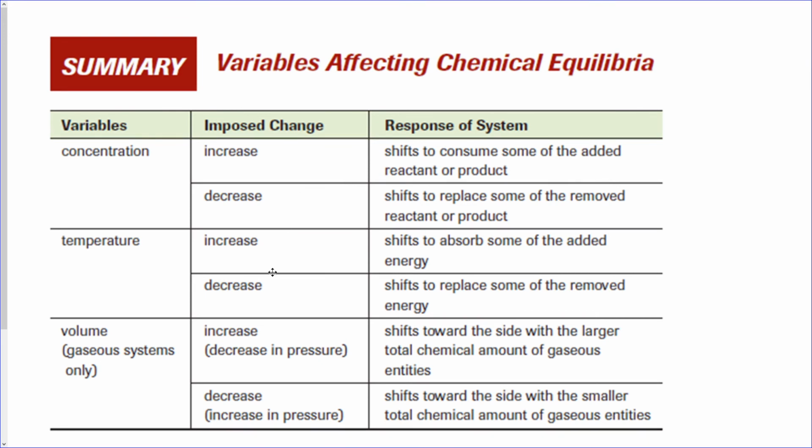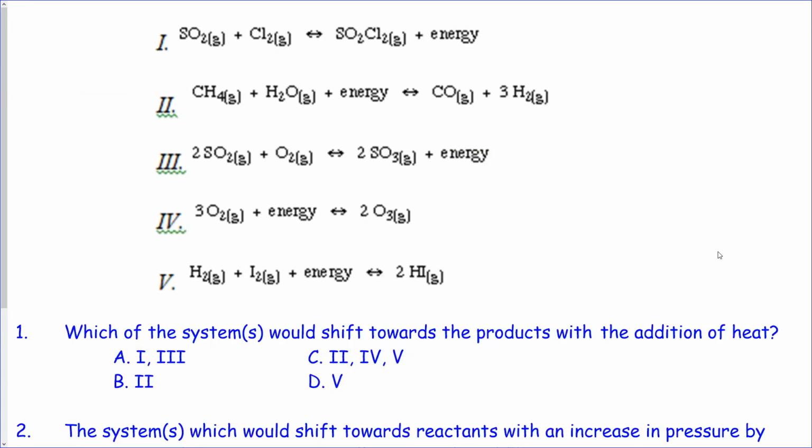Hopefully you're still with me. Let's do a practice question. That's a few practice questions. So we have 5 different formulas here, all different. And it says, which of the systems would shift toward the products with the addition of heat?